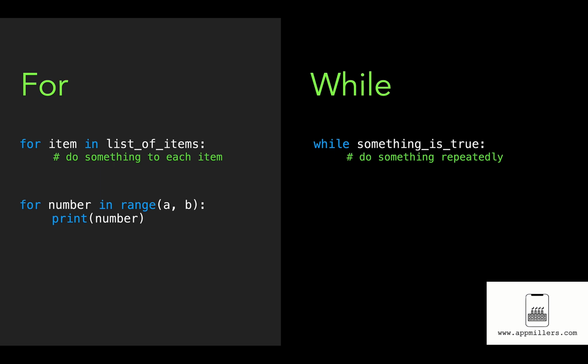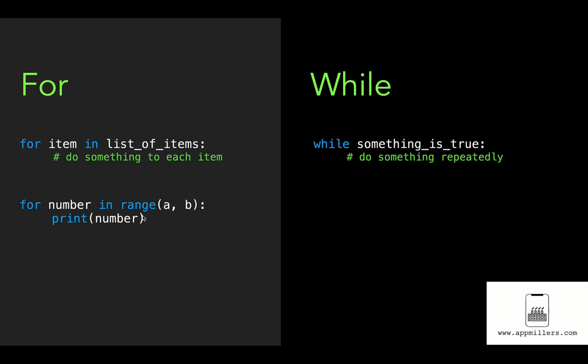For example, if you are iterating through a list, you are saying for each item in our list of items, we can do anything with these items over here. For instance, it can be simply printing out items to the console. But the same thing cannot be done very easily using a while loop. Similarly, we can use the range function inside a for loop. For range from A to B, we can print all numbers to the console.